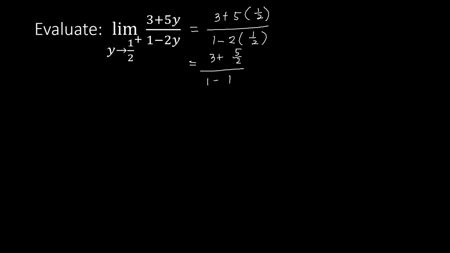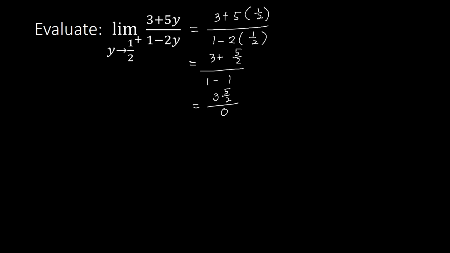So if you try to look at the numerator, that will not lead to a 0. So why bother simplifying that one? We'll just leave it as it is. Or you can have it as 3 and 5/2 over a 0. So that means this will be leading to either a positive infinity or a negative infinity.